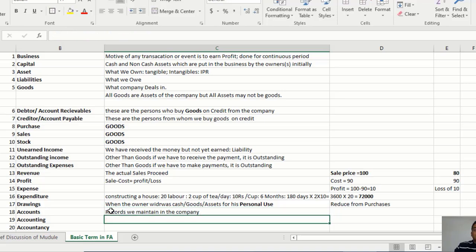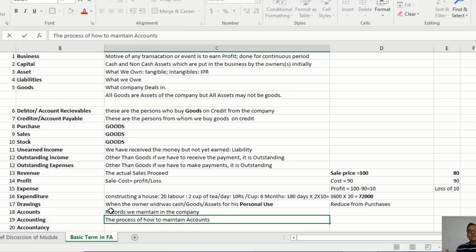Now, the question is, do you know how to make it? First, what should come? Then what should come next? Then what should come? Because you're not doing it for any school examination, I'm just letting you know this is the process of how to maintain accounts.